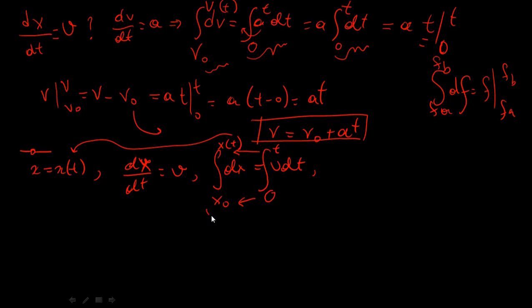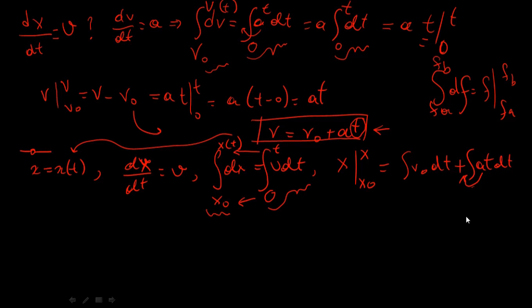The left-hand side is nothing but x between the endpoints. This integrand contains t explicitly. This integral can also be written as the sum of these integrals. Now, here a is constant and it can be taken outside the integral.